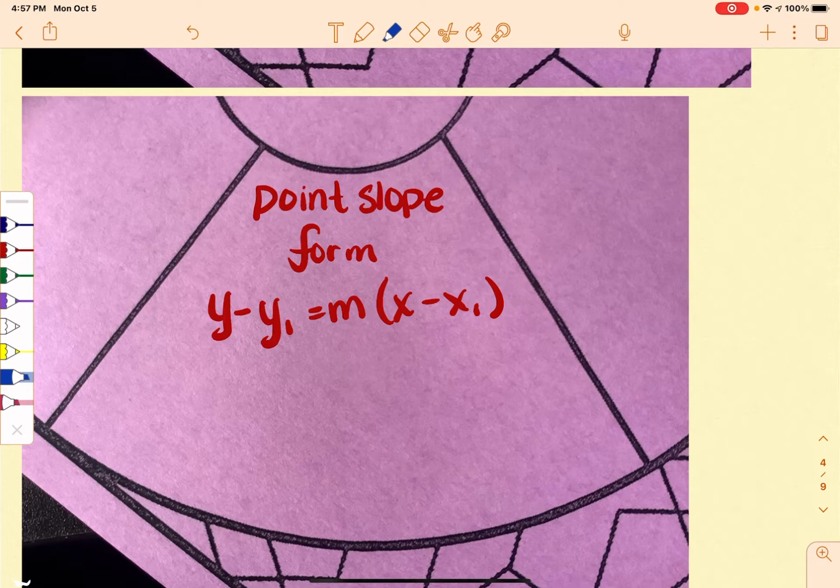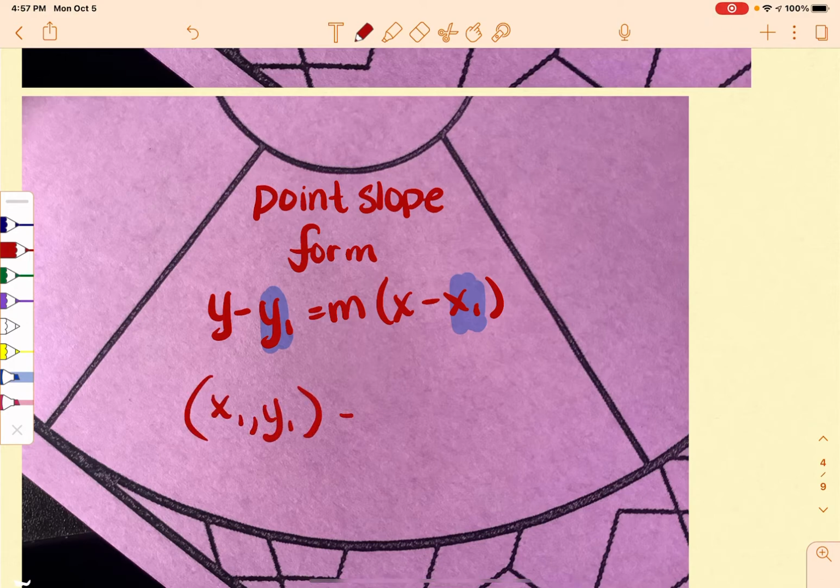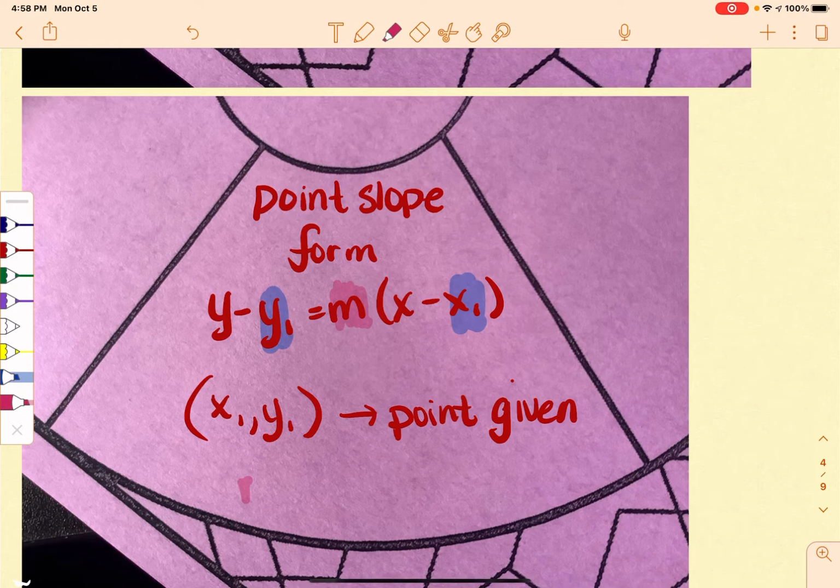Now they have some weird values right here. See how that x has a 1 with it and the y has a 1 with it? So x sub 1, y sub 1 is just going to be a point they give you. The little ones are just to let you know that it happens to be the x value with the 1 point they gave you and the y value with the 1 point they gave you. They are also going to give you the m value, which is the slope to plug in. So that's part of where we're going.